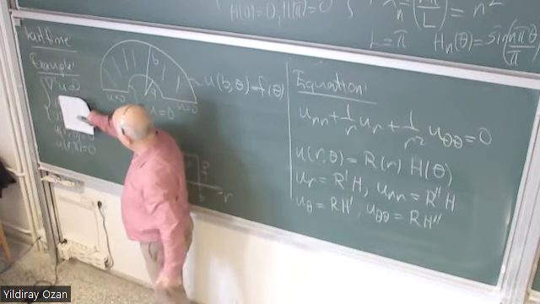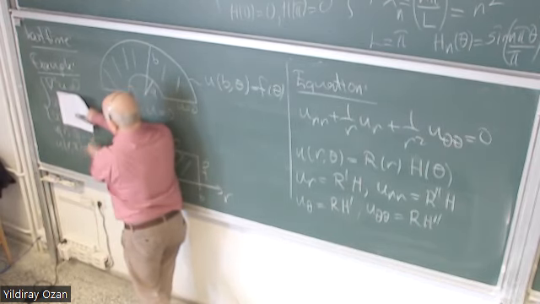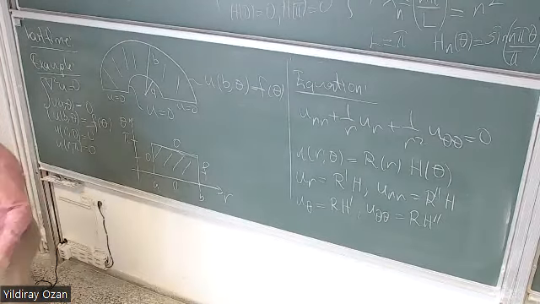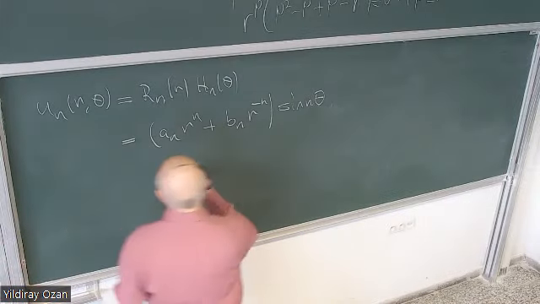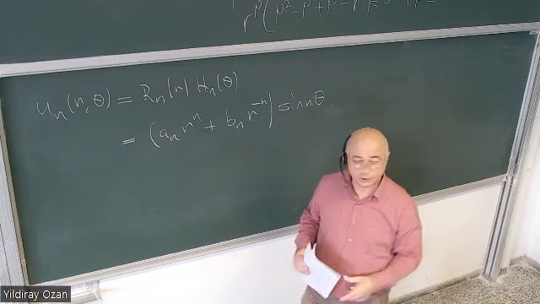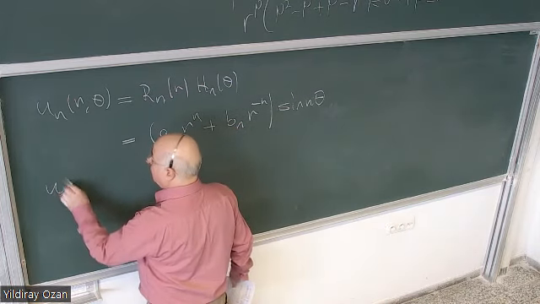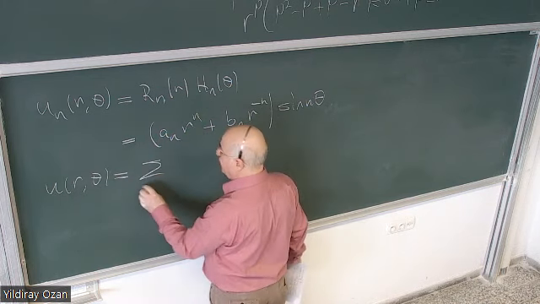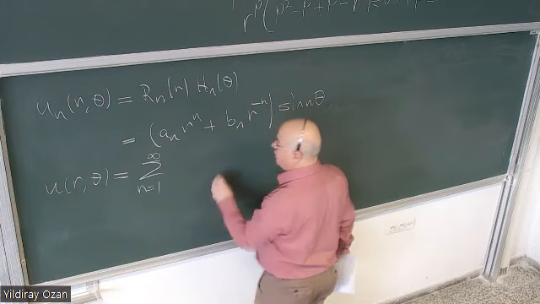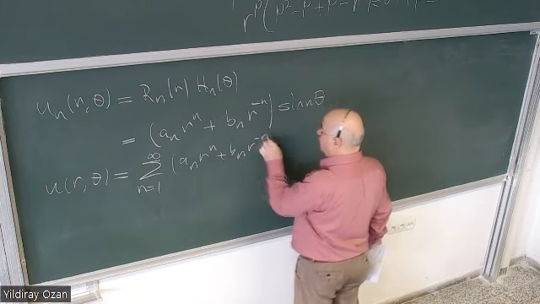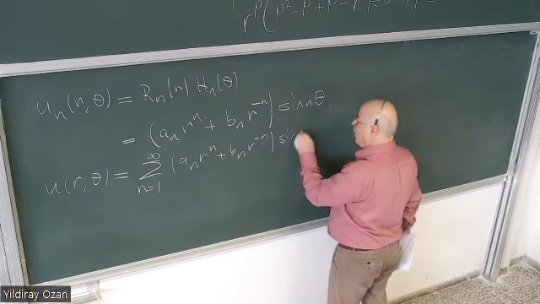Forget these two boundary conditions. I have this equation with homogeneous boundary conditions. And what we obtained over there is just the general solution of that homogeneous equation. Since this is a solution of the homogeneous equation, any linear combination of this is also a solution. And in general, we may just take any convergent series of this, from 1 to infinity, an r to the power n plus bn r to the power minus n, sine n theta.